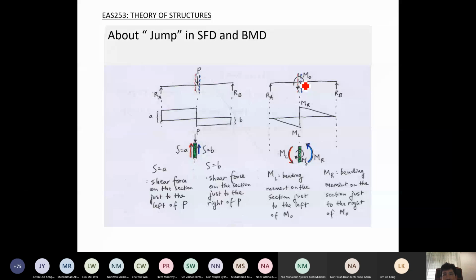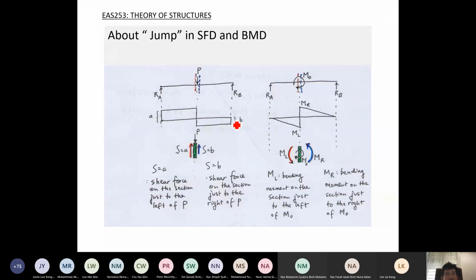So the meaning of the jump here is that the bending moment on the section to the left, just before the point of action of MO, is different compared to the section after the action of this concentrated moment. So that's why there is a jump like this. And the meaning of this jump is that the bending moment before and after the point of action of the concentrated moment are different. Here, same thing, the shear force on the section before and after this concentrated load are different. And this is the meaning of jump.